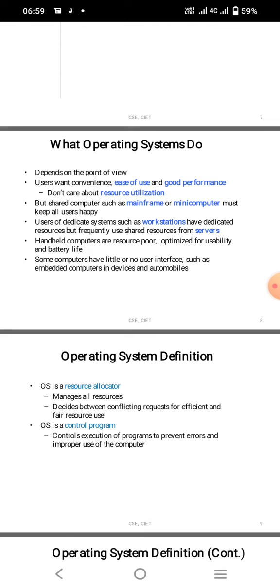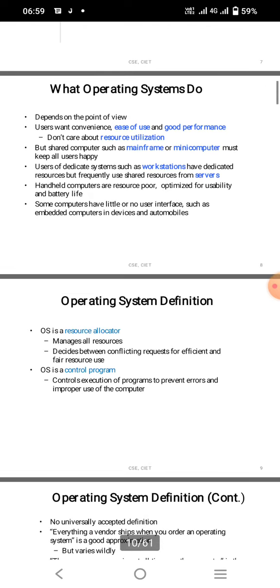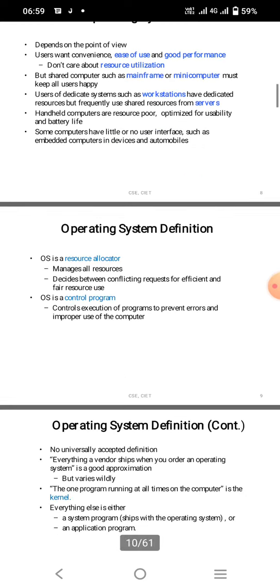Operating system definition. What is the definition of the operating system? The OS is a resource allocator; it manages all resources and decides between conflicting requests for efficient and fair resource use. The OS is also a control program: it controls execution of programs to prevent errors and improper use of the computer. This is an important definition of the operating system.